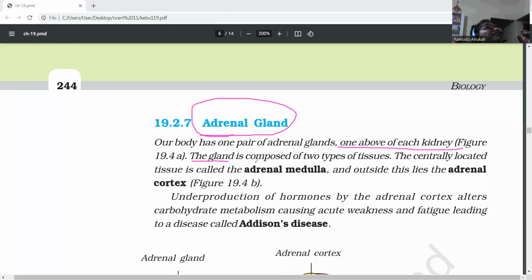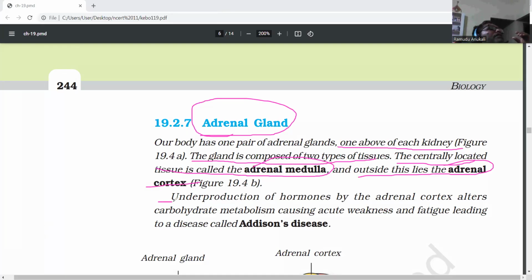The gland is composed of two types of tissues. The centrally located tissue is called the adrenal medulla, and the outside layer is called the adrenal cortex.